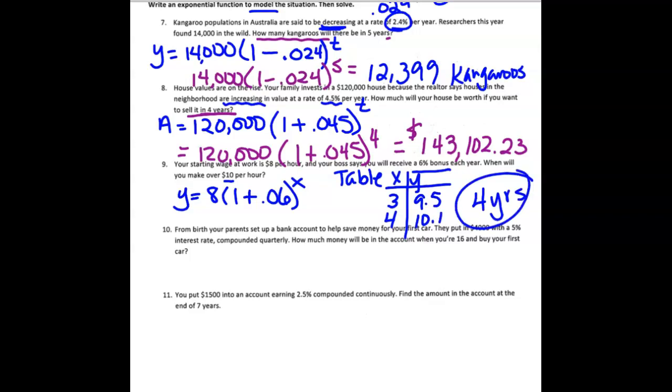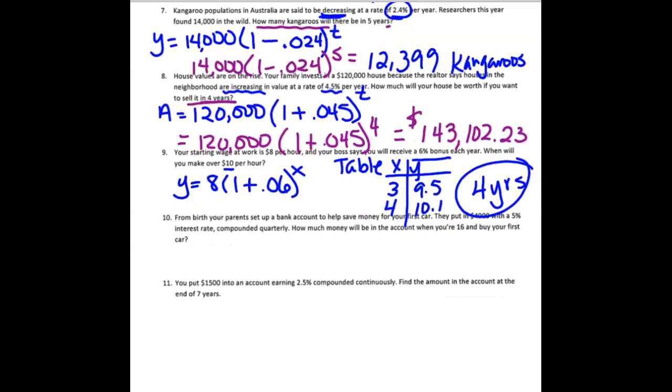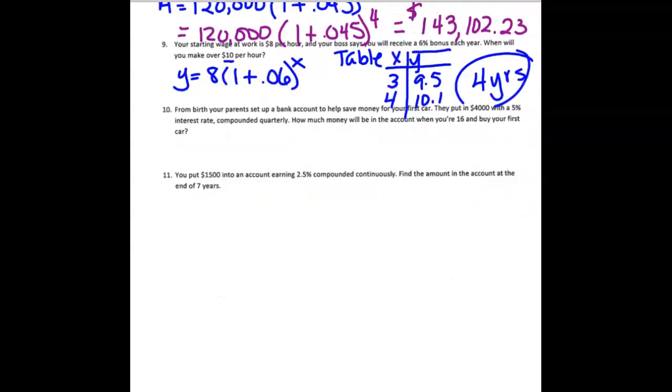Okay? Question 10. From birth, your parents set up a bank account to help save money for your first car. They put in $4,000 with a 5% interest rate compounded quarterly. How much money would be in the account when you're 16 and you want to buy your first car? So it is important to pay attention to this little phrase here, compounded quarterly. That tells me I have to go to that bigger compounding interest formula.